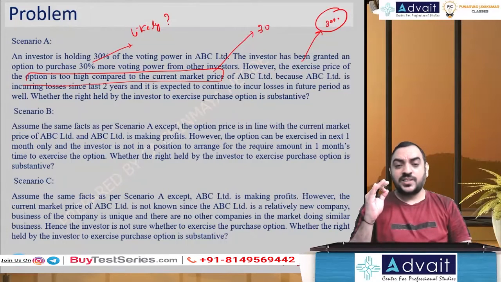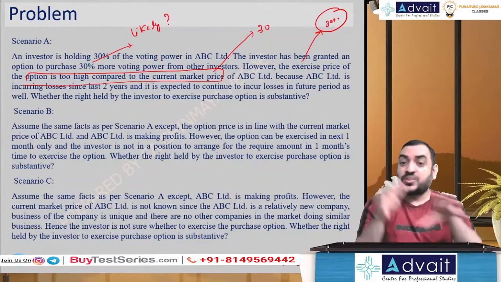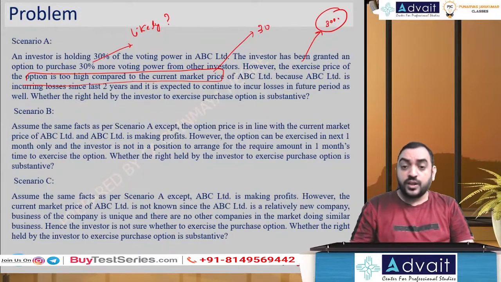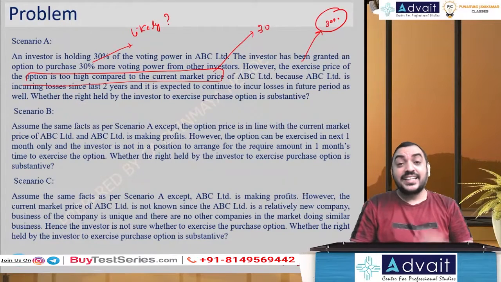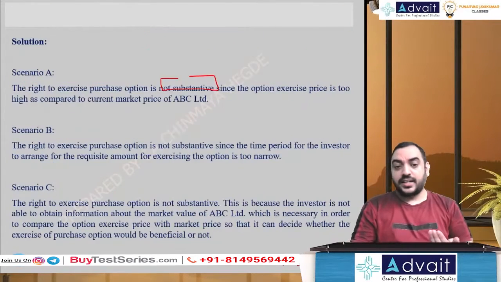Assume the same facts as in scenario A, except the option price is in line with the current market price, 30 rupees, very close, and ABC Limited is making profits. However, the option can be exercised in the next 1 month only. The investor is not in a position to arrange the required funds in 1 month's time to exercise the option. Whether the right held by the investor is substantive.